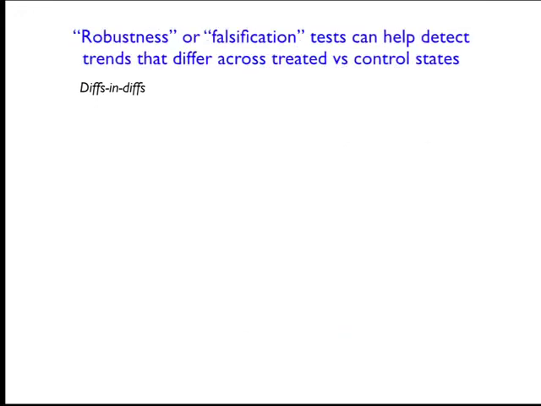Okay, so in the paper, they do basically what we call robustness or falsification tests that can potentially help detect whether or not this common trends assumption holds. Sometimes you'll hear the assumption that these factors will change equally in both control and treated states referred to as a common trends assumption, because the assumption is that in both of the two states, the outcome is in a common trend.